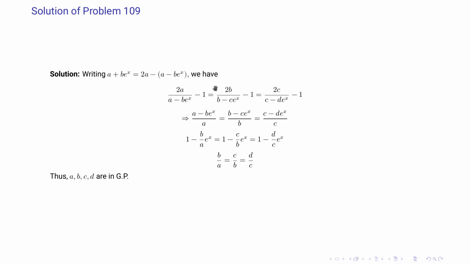Now we remove the 1s and we remove 2 and take the reciprocal. So we get the result as a minus b e to the power x by a is equal to b minus c e to the power x by b is equal to c minus d e to the power x by c. So now we divide, we get 1 minus b by a e to the power x is equal to 1 minus c by b e to the power x is equal to 1 minus d by c e to the power x. So we can remove 1 and then we can remove e to the power x, which gives us b by a is equal to c by b is equal to d by c. And thus we can say that a, b, c, d are in GP.